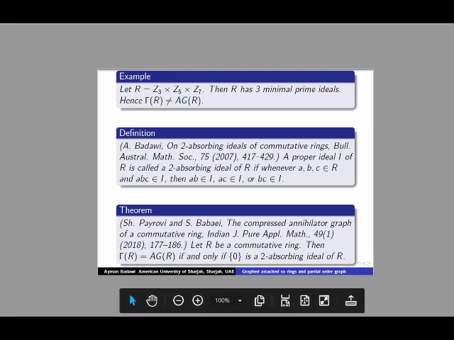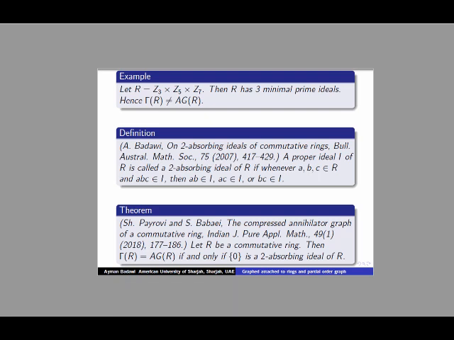They made this connection. Remember that in the paper I told you about where I introduced the annihilatory graph, I have cases, like when the ring is reduced, when the ring is not reduced, and so on. But they gave no restriction on the ring. The only restriction is that R is a commutative ring.